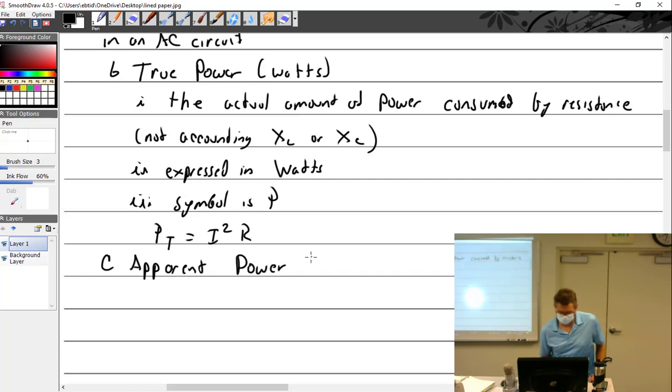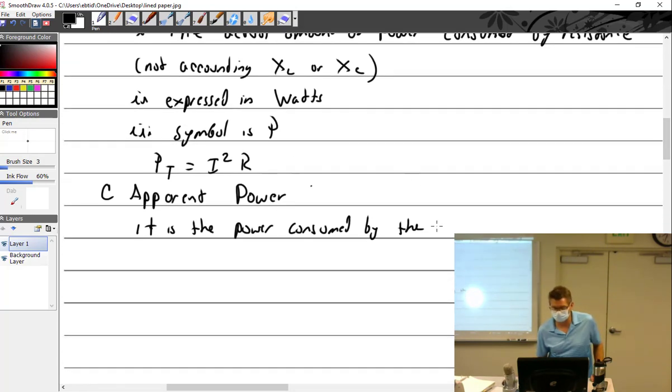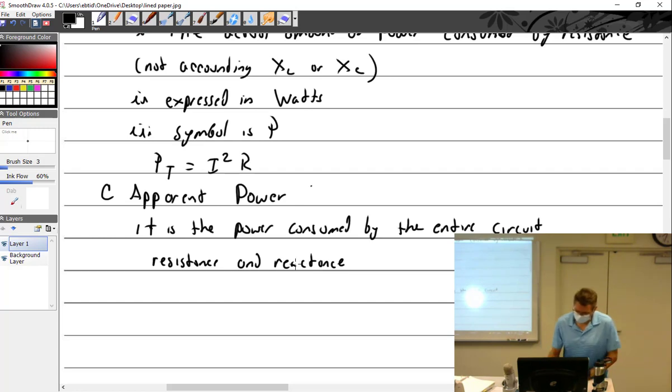Apparent power, which is power consumed by the entire circuit, which considers resistance and reactance. So in other words, it's a function of Z. Function of Z, and Z is impedance.